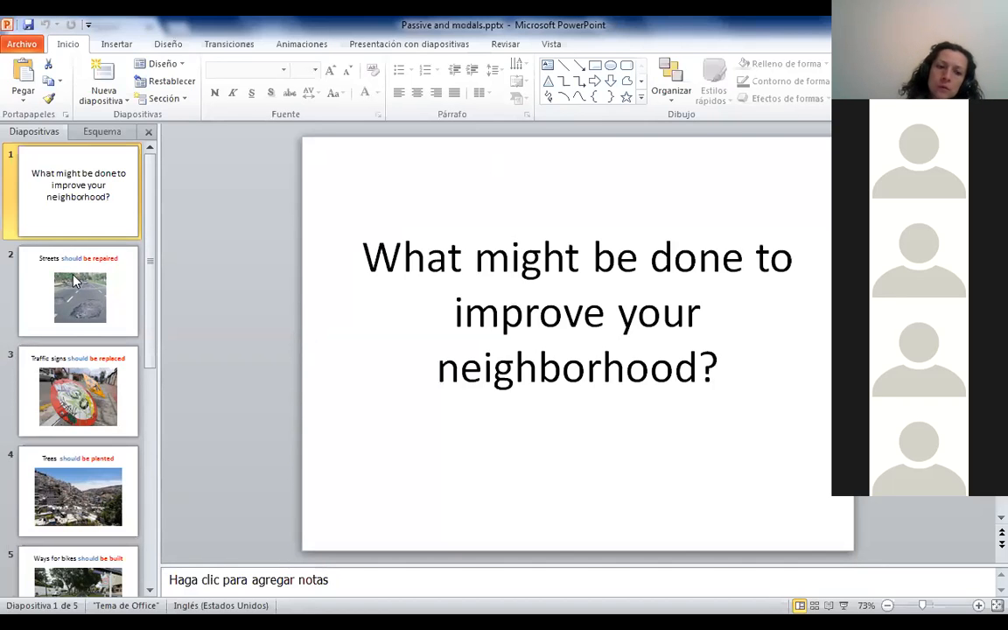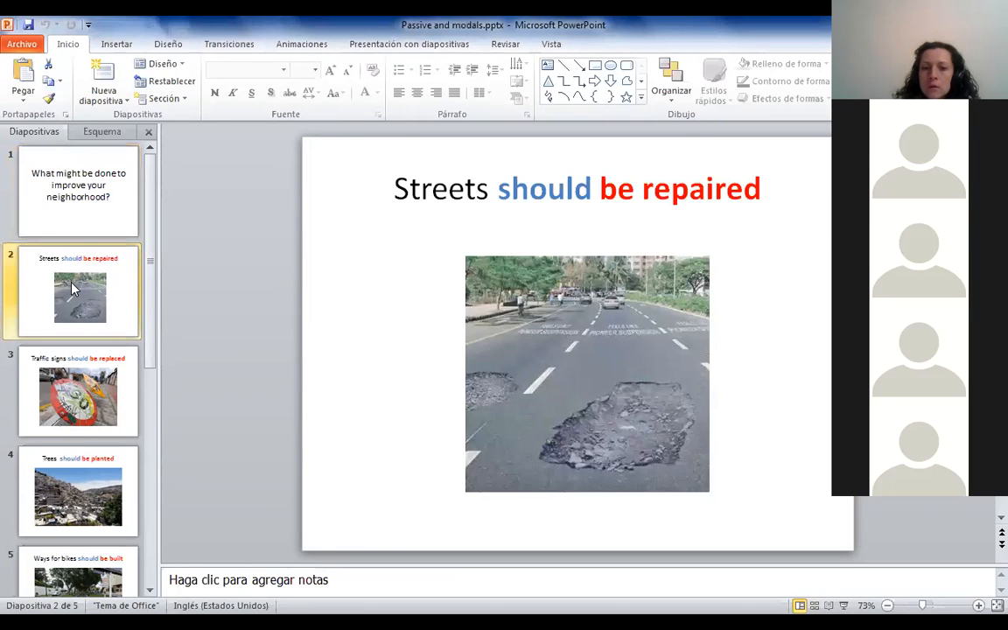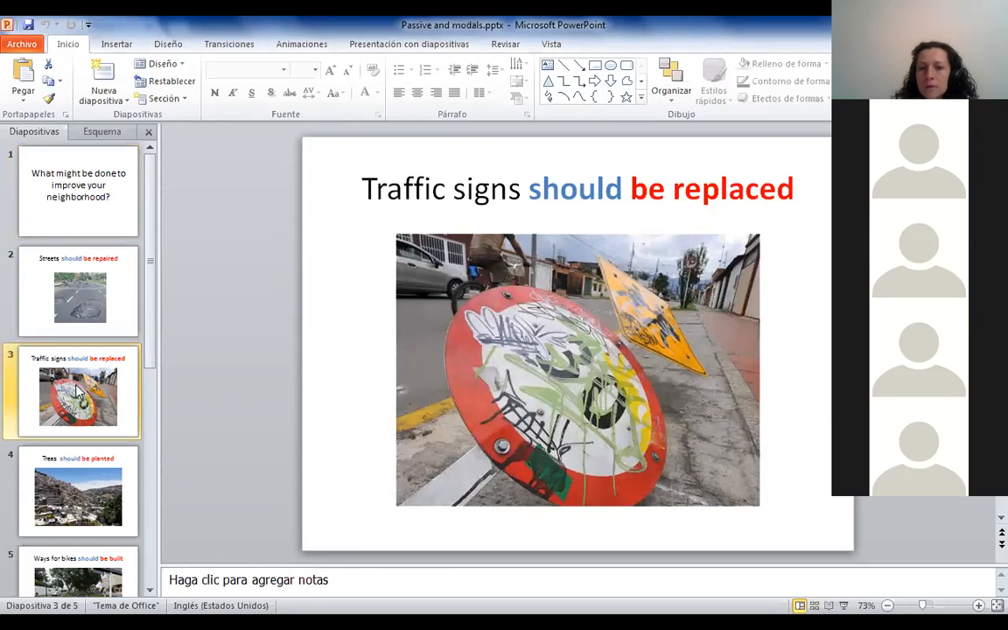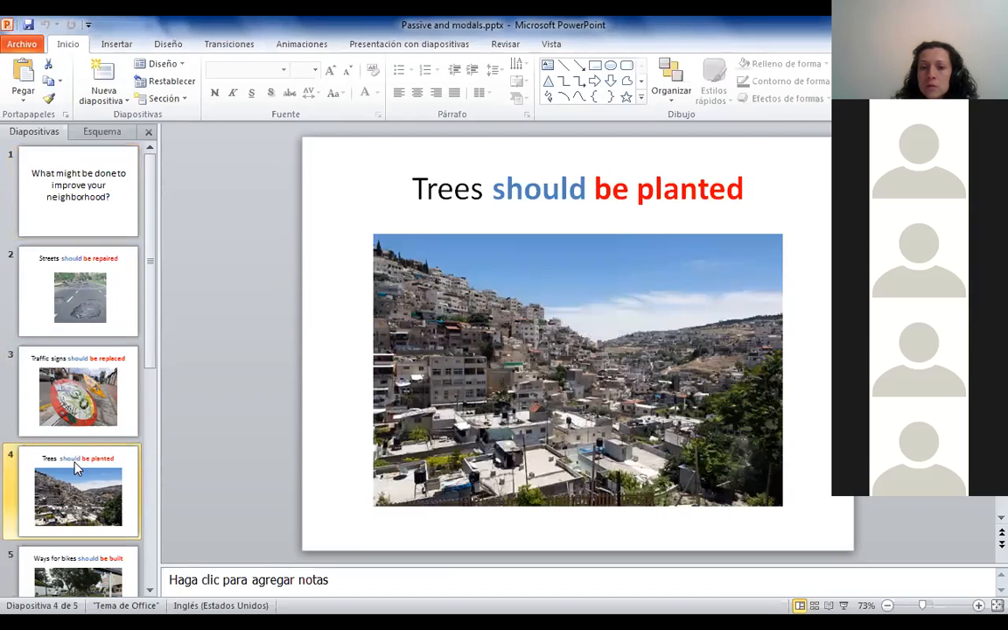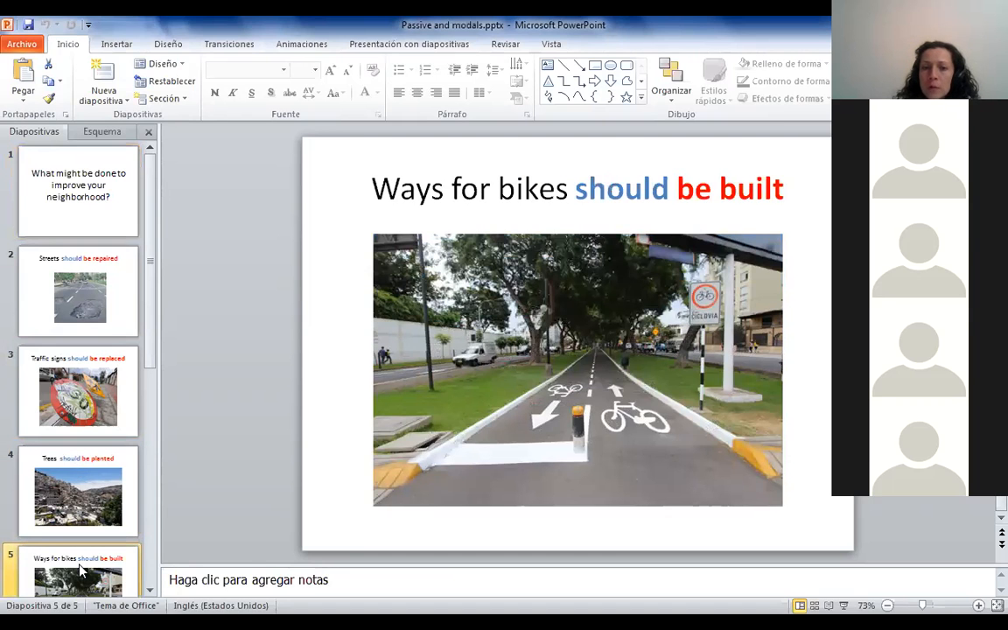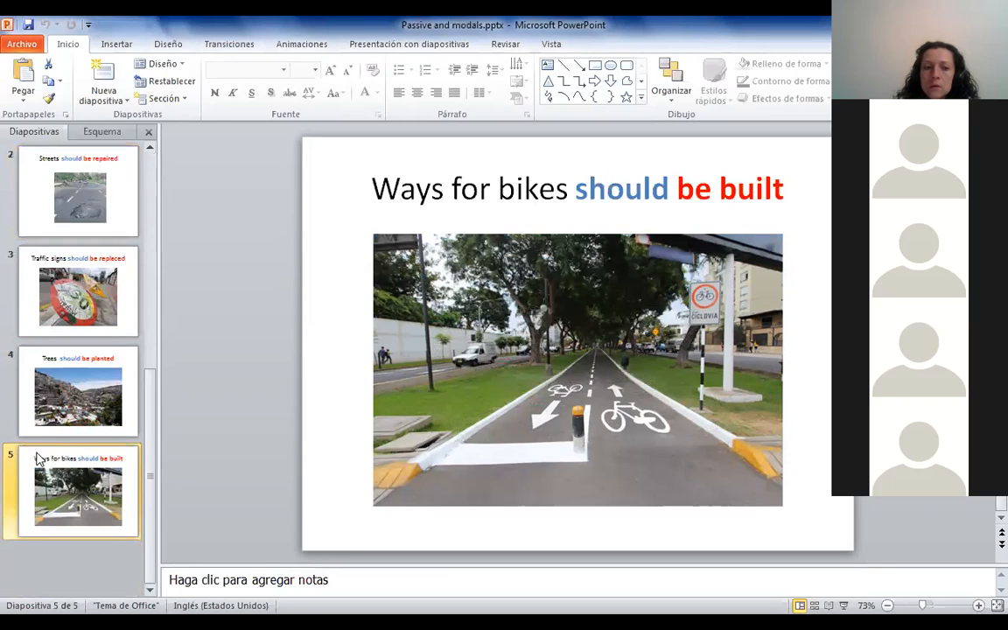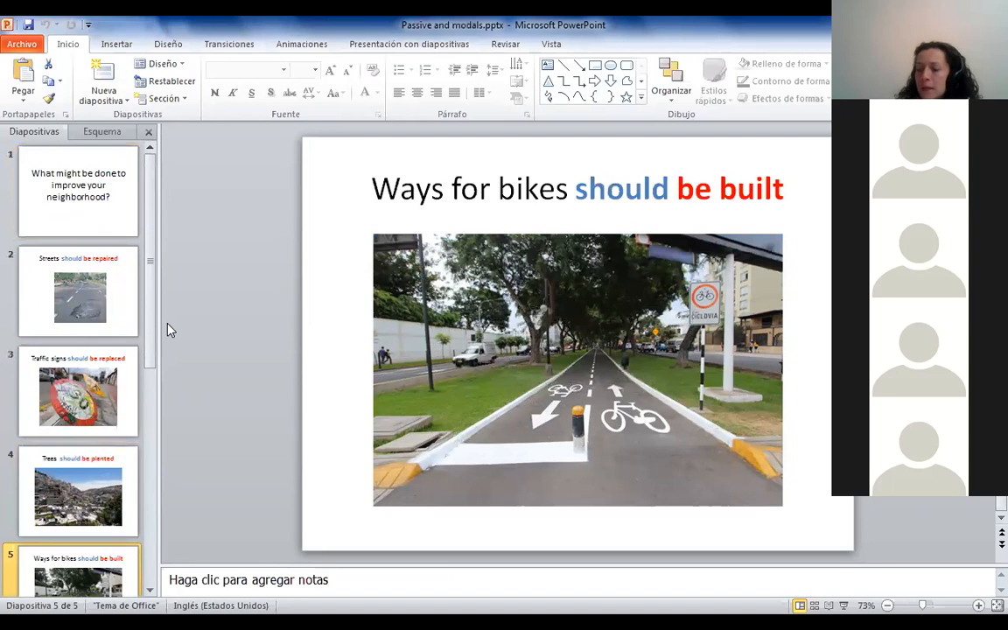For example, streets should be repaired, or traffic signs should be replaced. Trees should be planted. Ways for bikes should be built. And those are some examples, but think about places or what is missing in your neighborhood, what needs to be changed.